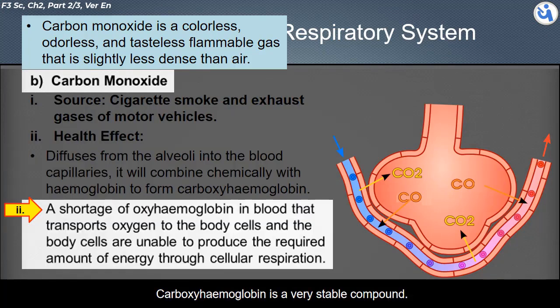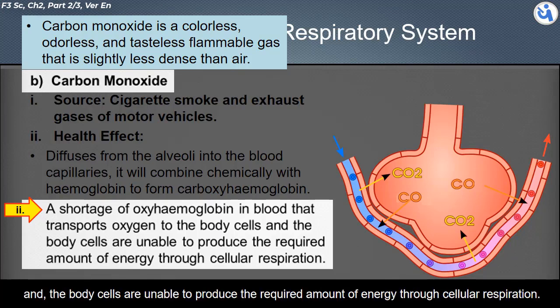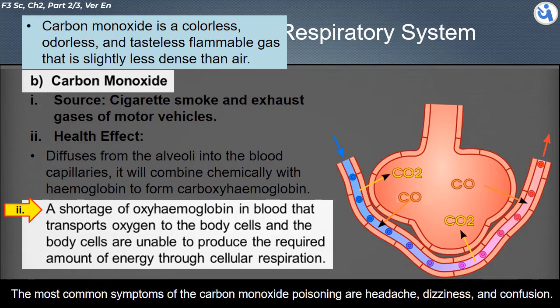Carboxyhemoglobin is a very stable compound. Carboxyhemoglobin will not revert to hemoglobin, and there will not be enough hemoglobin to recombine with oxygen. There will be a shortage of oxyhemoglobin in the blood that transports oxygen to the body cells, and the body cells are unable to produce the required amount of energy through cellular respiration. The most common symptoms of carbon monoxide poisoning are headache, dizziness, and confusion.